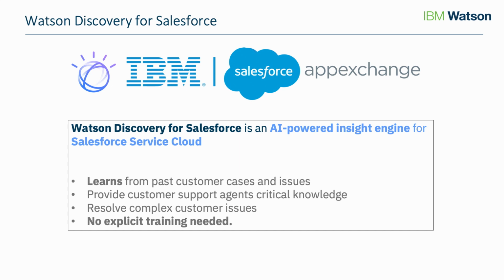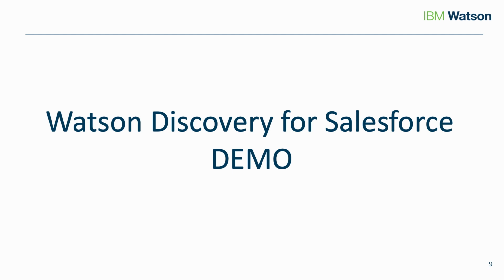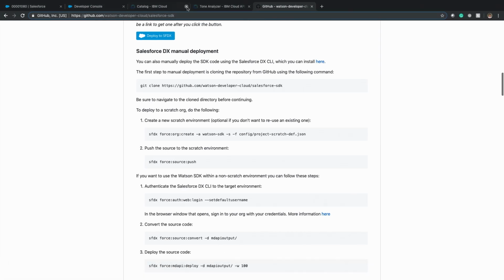You can use this in many cases. In our case here, we're going to show how it helps agents surface the right documentation without them having to do anything or even any search. No explicit training is required for this. It's ready to go out of the box with Watson's AI model. However, if you want to calibrate it, you absolutely can do additional training. So I'm going to jump right now to show you a quick demo of Watson Discovery for Salesforce.